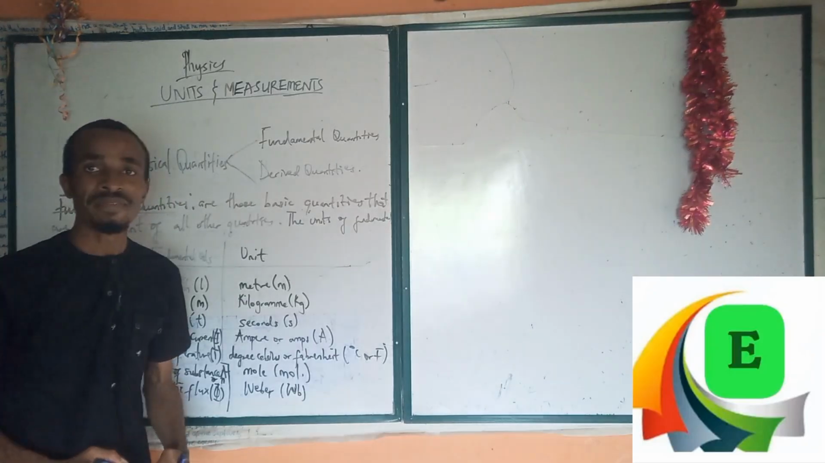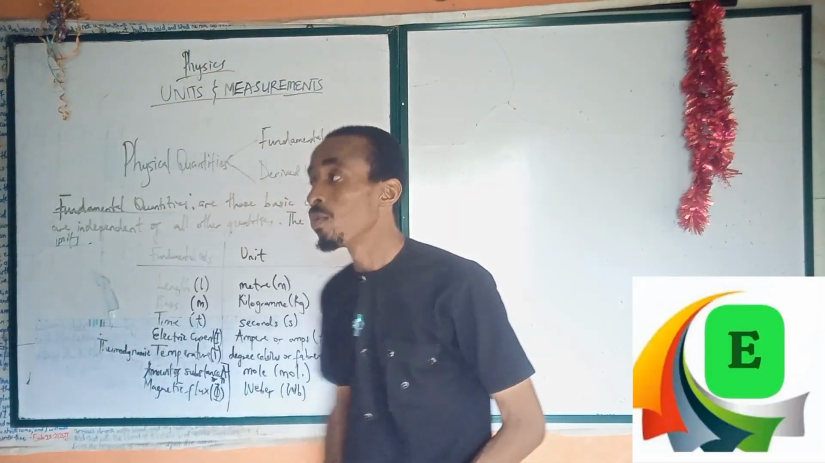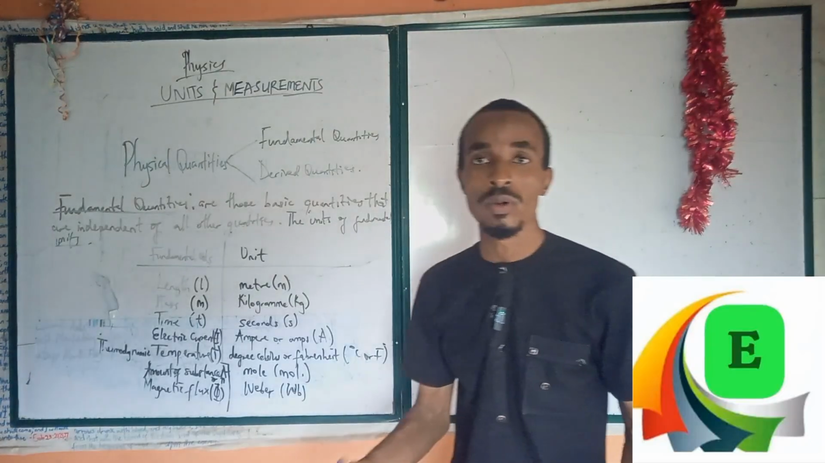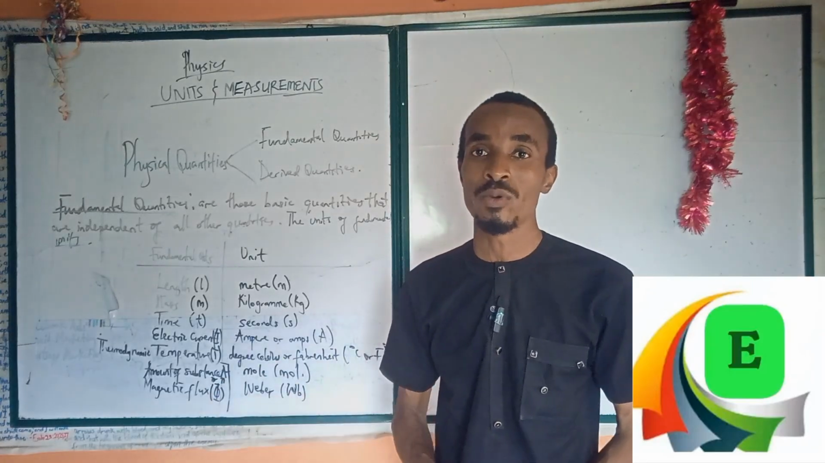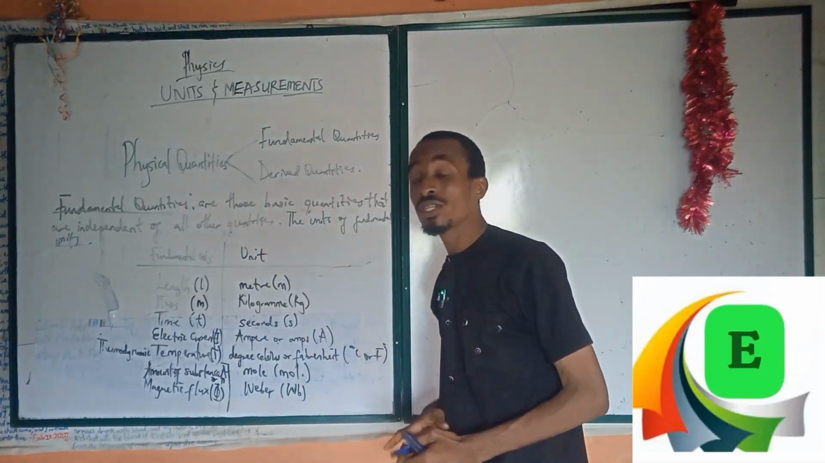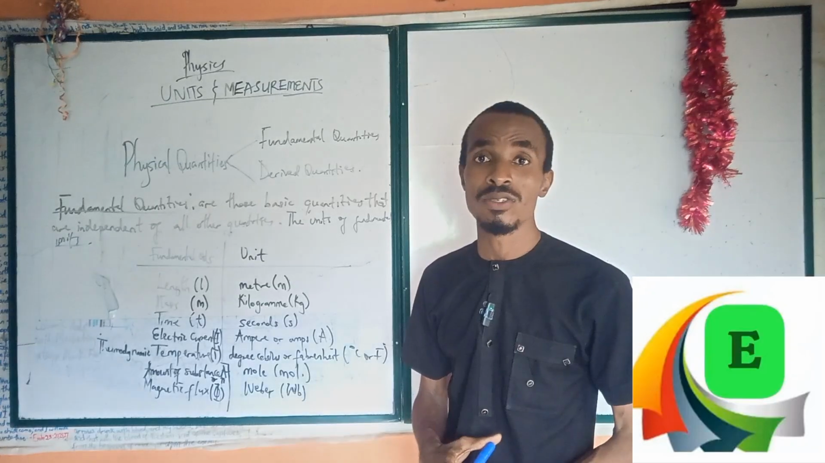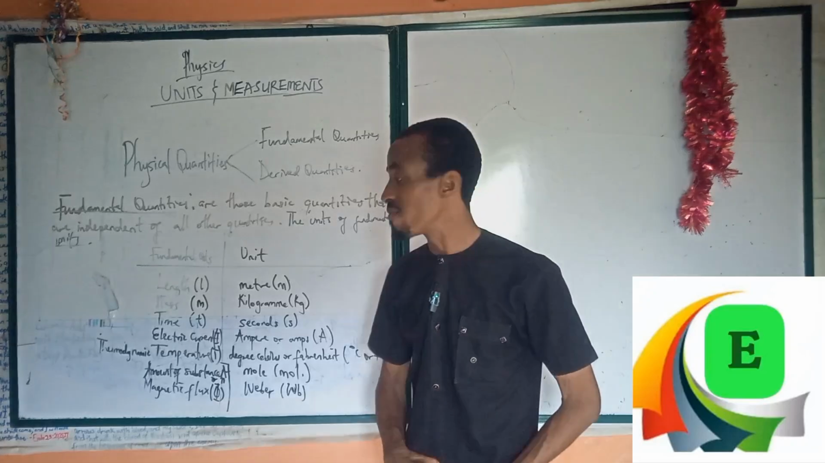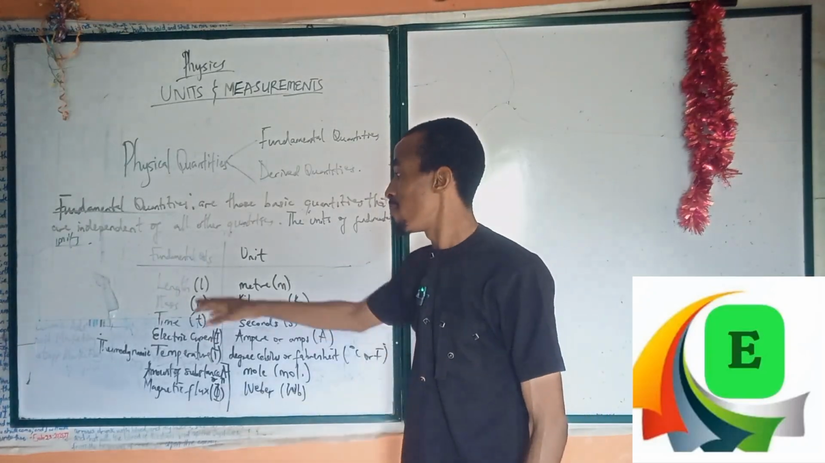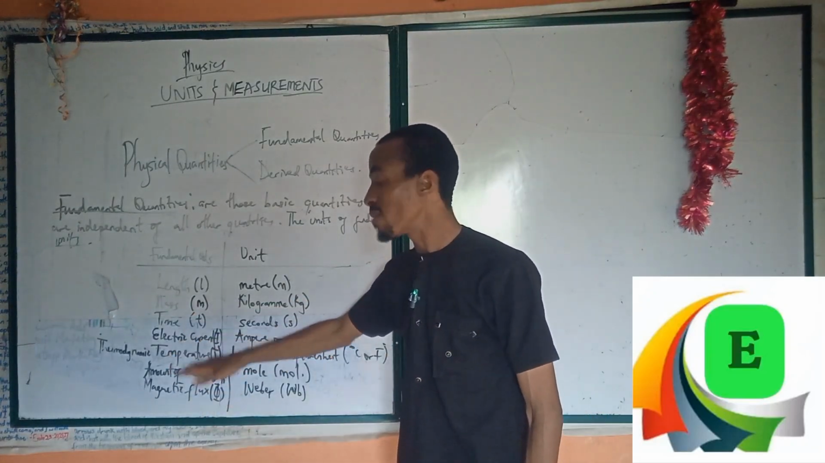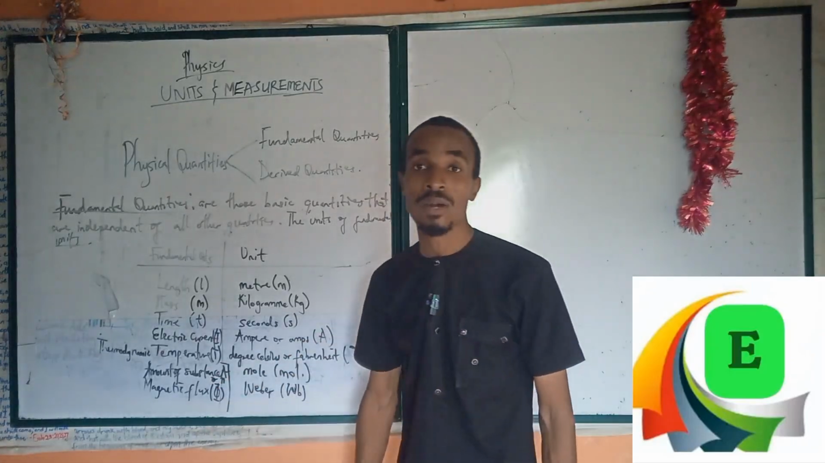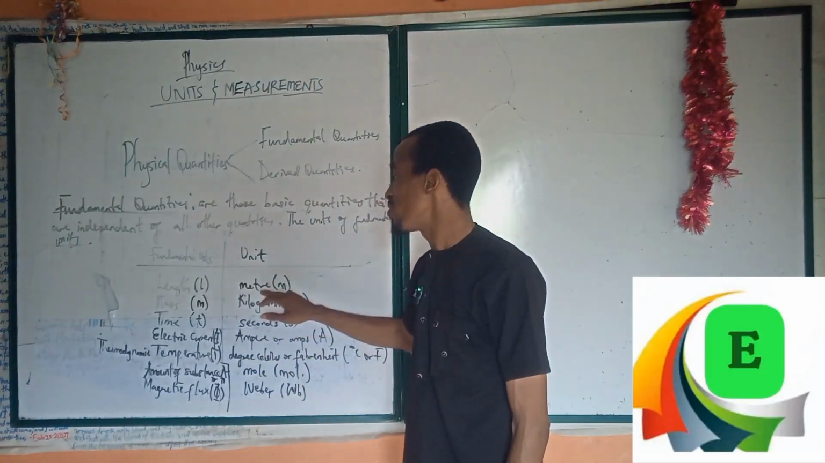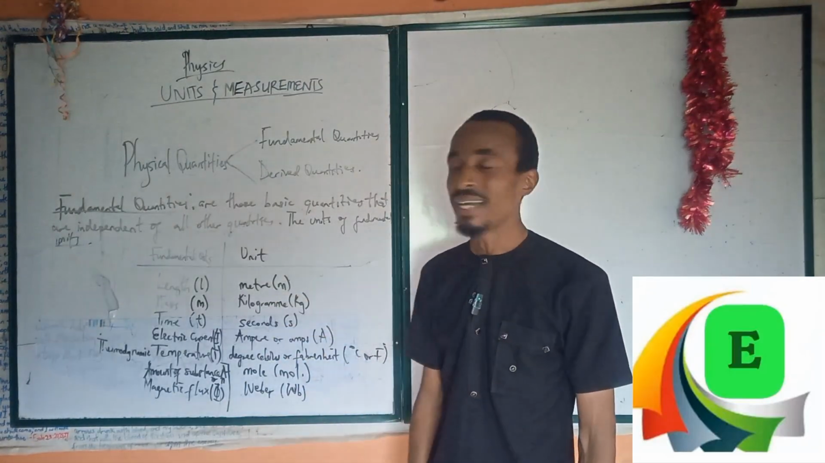Right? Now, very quickly, we want to do a quick recap. We have said that fundamental quantities are those basic quantities which are independent of what? All other quantities. That is to say that they do not depend on all other quantities. We also know that the units of fundamental quantities are called fundamental units. We said that the fundamental quantities are 7 in number. We have length, mass, time, electric current, thermodynamic temperature, amount of substance, and what? Magnetic flux.